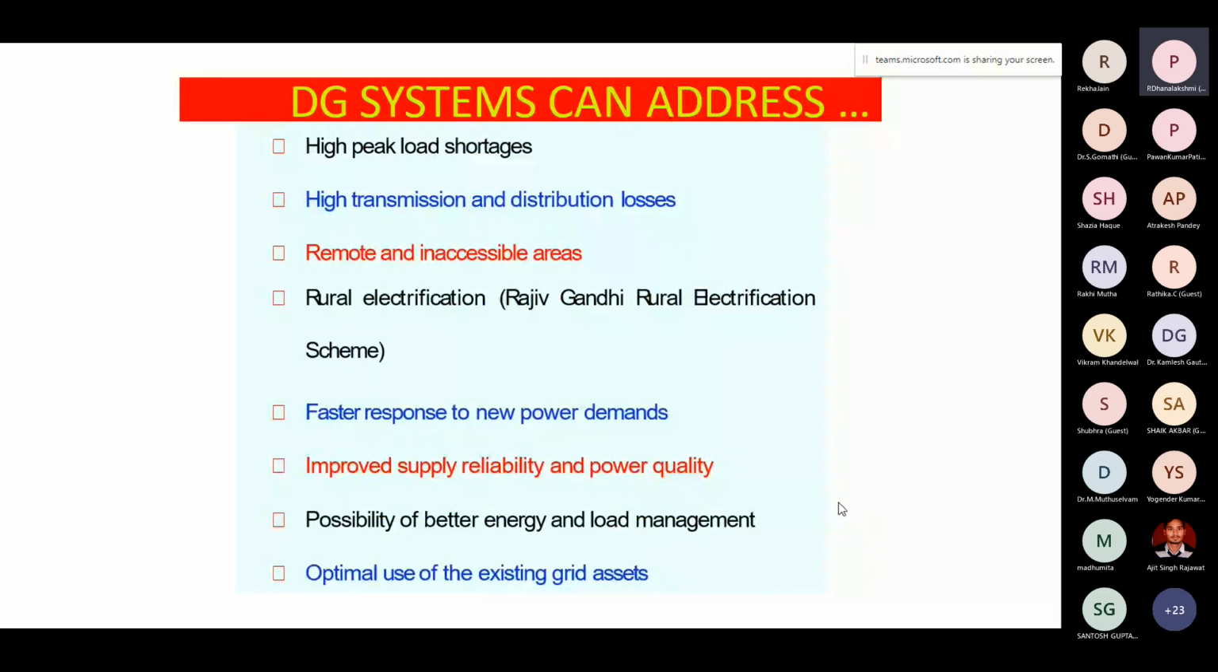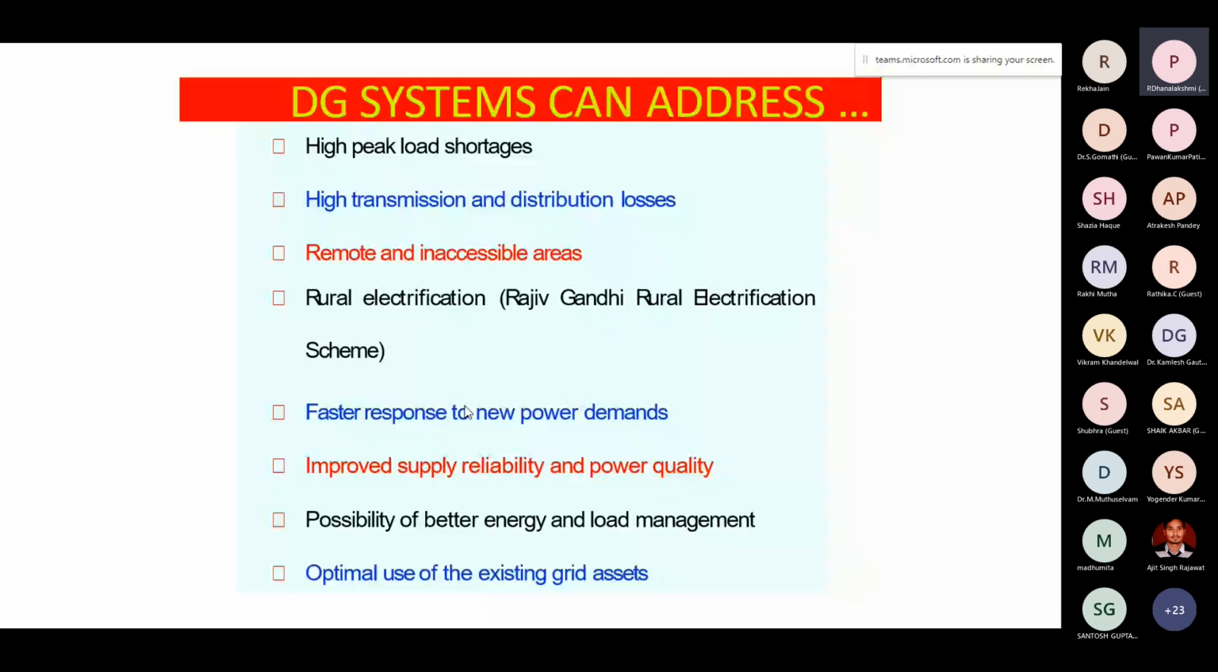With these DGs, we can address various problems experienced by the power system network. Particularly, we can address the high peak load shortage. Various losses can be reduced, the transmission and distribution losses. DGs can supply power to different remote and inaccessible areas. It is particularly coming under the Rajiv Gandhi Rural Electrification Scheme, wherein earlier the conventional grid was not available. So now these DGs can electrify those villages or the rural areas.